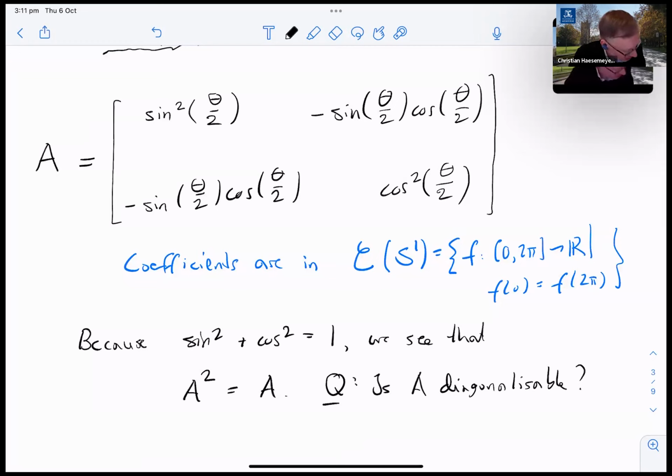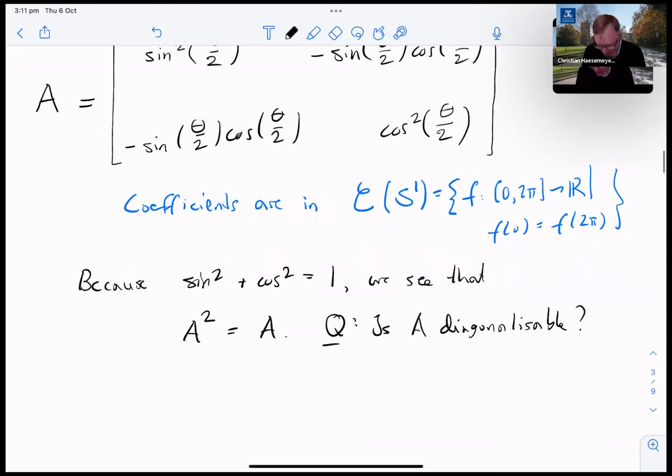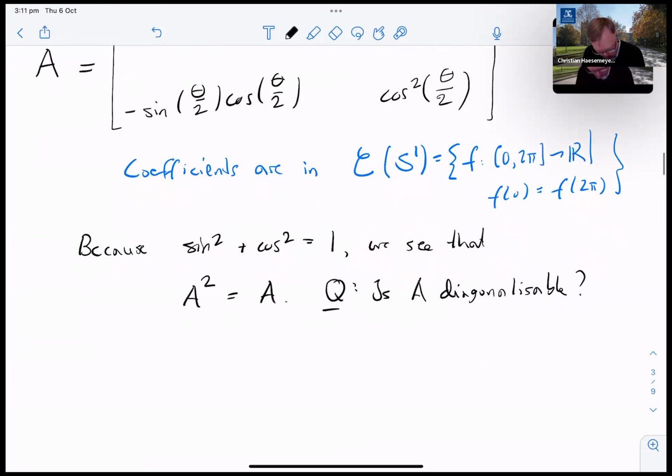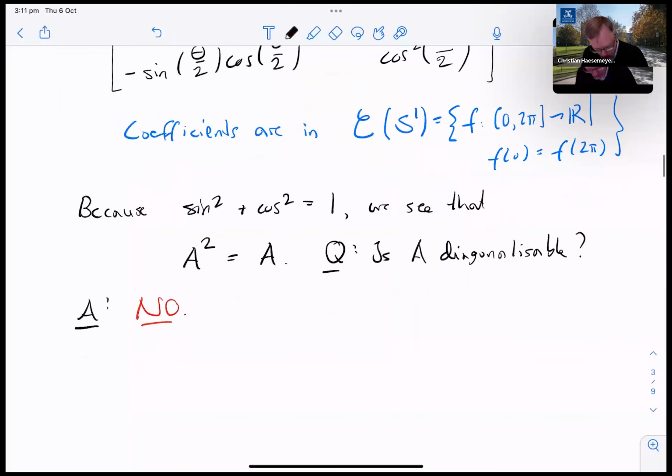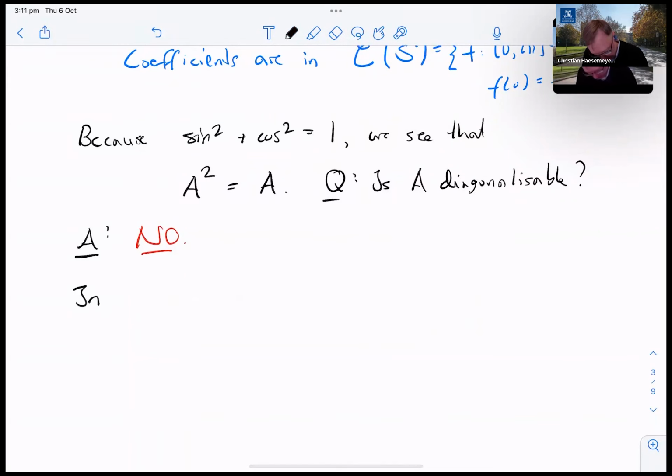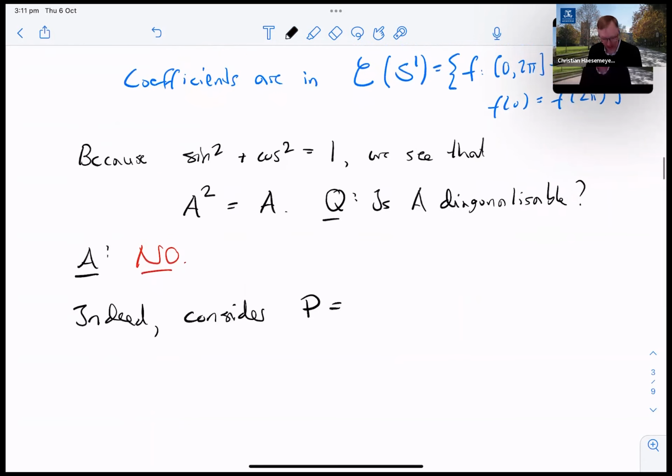And of course, I wouldn't give you the example if the answer was yes. The answer is in fact no, but why is it no? So indeed, why is it no? Let's consider P. And P is called P because later it will be revealed to be a projective module over this ring of functions on the circle.